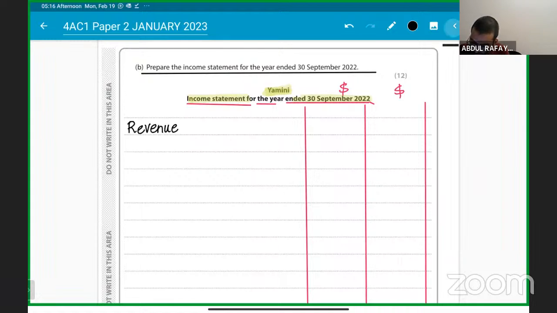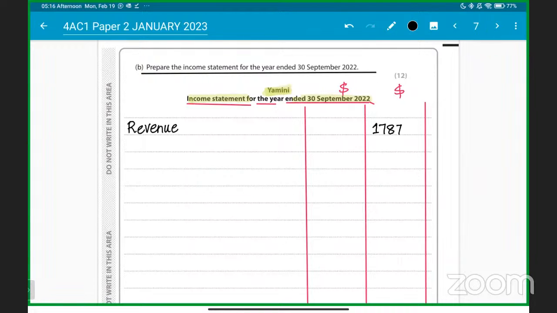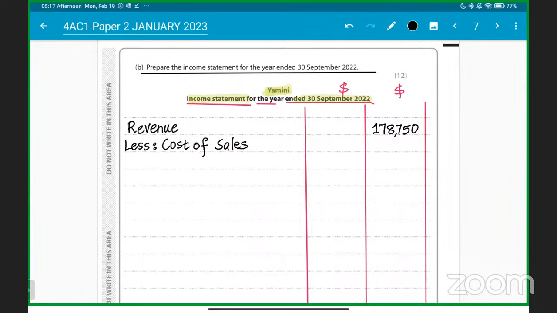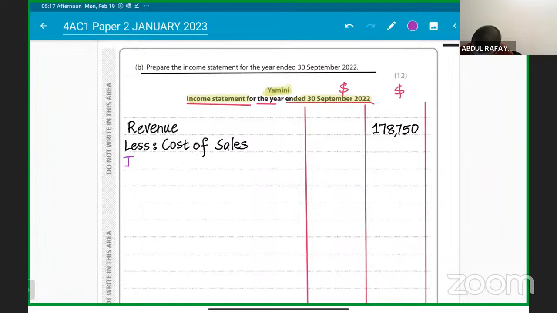So we will see that revenue is basically 178,750, right? Getting it clear? So revenue is 178,750 less cost of sales. We'll have to start off with cost of sales as well. Cost of sales is basically opening inventory, so we'll write down the opening inventory first, the inventory at the start of the year. Our year is starting, so inventory at 1st October 2021.